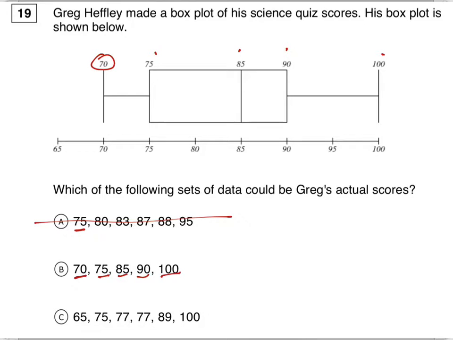All right, now I'm going to look at C. 65. Well, 65 is over here. That is off the graph, so it can't be C. So process of elimination, it is B. My answer is B.